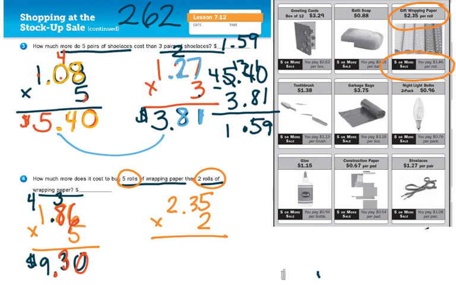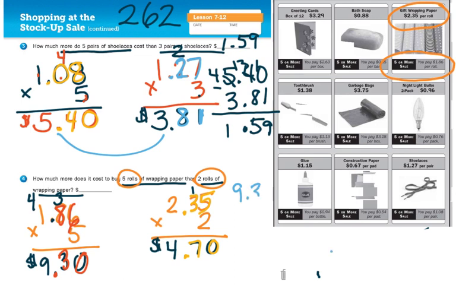And let's figure out what $2.35 times 2 rolls is. 2 times 5 is 10. Carry your 1. 2 times 3 is 6, plus 1 is 7. And 2 times 2 is 4. If I estimate, 2 times 2 is about $4, so I put my decimal point there. And again, there are 2 numbers behind the decimal point in my answer. But we want to know the difference. How much more is buying 5 rolls versus 2 rolls?